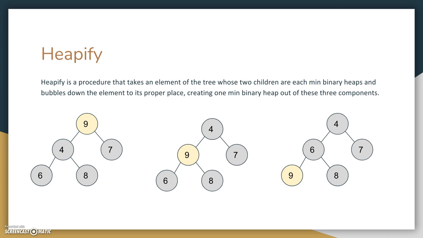In order to build our heap, we need to understand a procedure called heapify. Heapify takes an element, such as 9 in the diagram below, whose 2 children are each binary heaps, and bubbles down the 9 to its proper place. This turns the element plus its 2 binary subheaps into one heap.